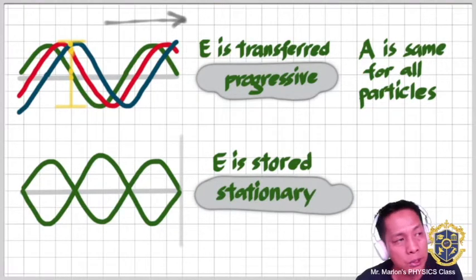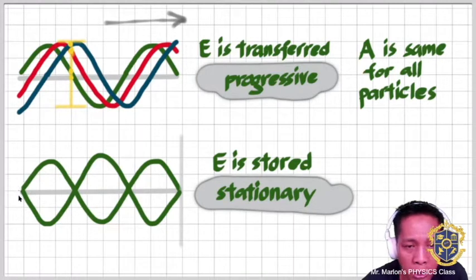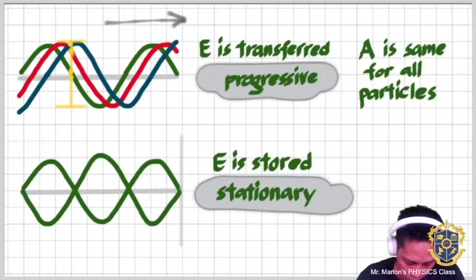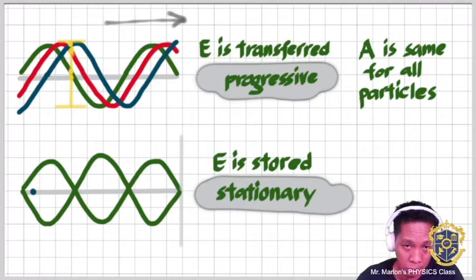Other resources call this a standing wave because you will be seeing this only. You won't be seeing some patterns around here different from this one. This is the so-called stationary wave. And remember, the energy here is stored, in contrast to the progressive wave where the energy is being transferred by the wave itself.